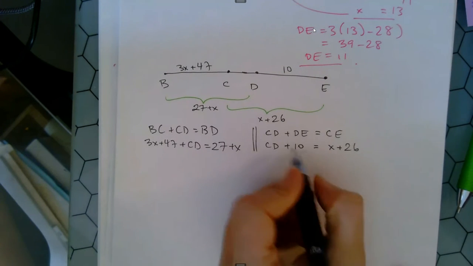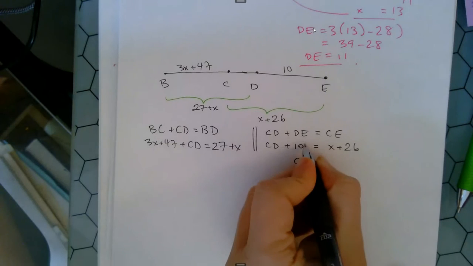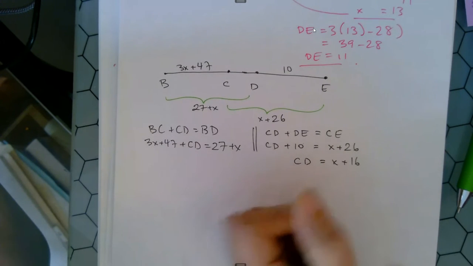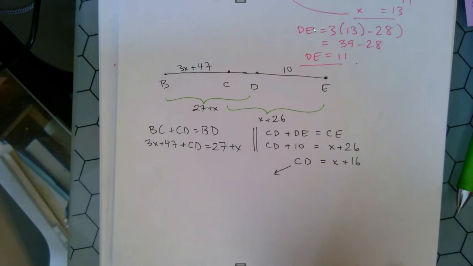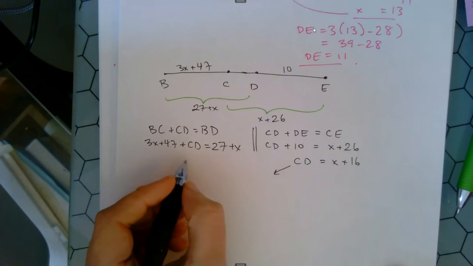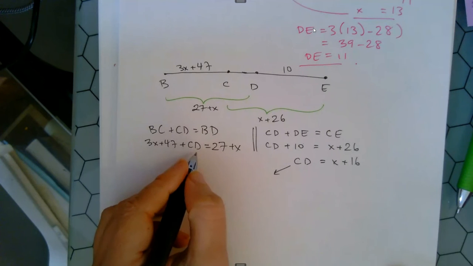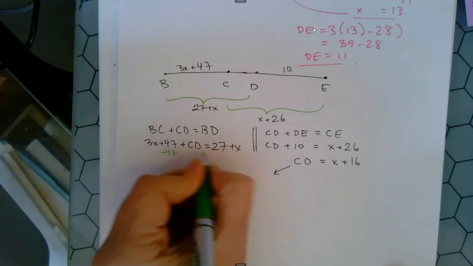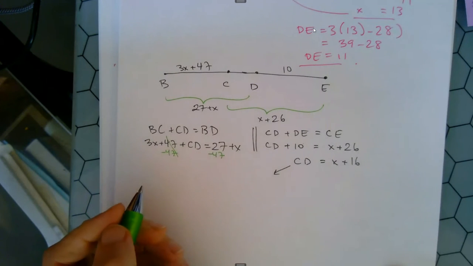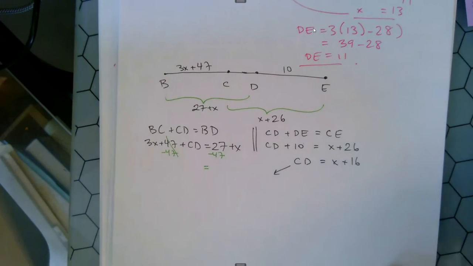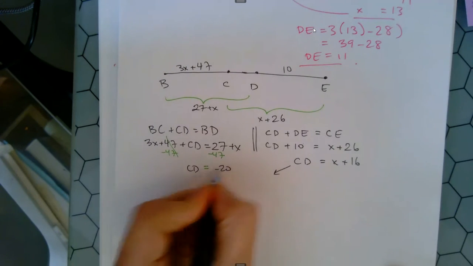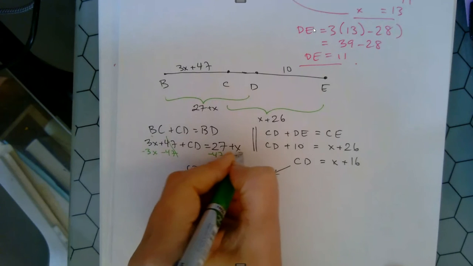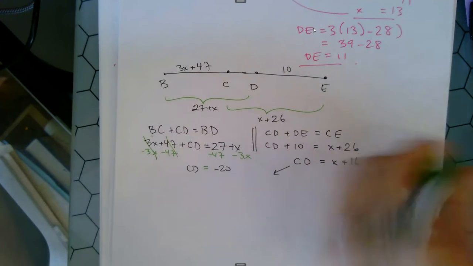So I'm going to simplify these. This one's nice. CD is equal to, I'm going to take this 10 away from both sides. So it's going to be x plus 26 minus 10, x plus 16. I'm going to use it in a moment. Over here, definitely a little messier, but I want to isolate CD. So I'm going to subtract the 47 from both sides. It's going to give me CD equals negative 20. And I'm also going to subtract the 3x from both sides because I really want CD by itself. So it's going to be negative 2x.